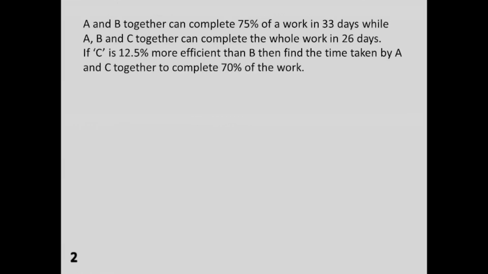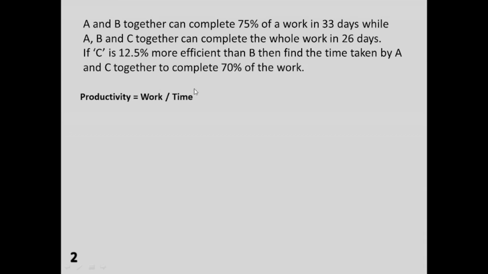Question 2. A and B together can complete 75% of a work in 33 days, while A, B and C together can complete the whole work in 26 days. If C is 12.5% more efficient than B, then find the time taken by A and C together to complete 70% of the work. We can solve time and work related problems using this simple formula. Productivity is equal to work divided by time.